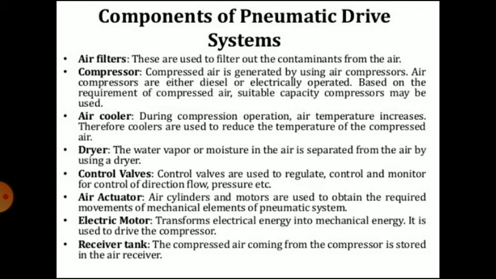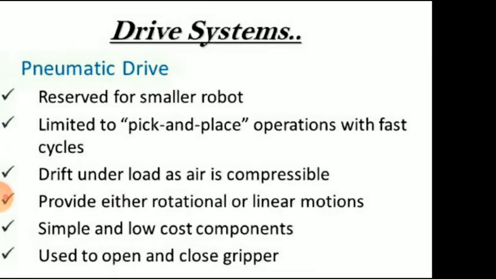Then the control valves, which are used to regulate, control and monitor direction, flow and pressure. Then the air actuator. Air cylinders and motors are used to obtain the required movements of mechanical elements of the pneumatic system. Electric motor transforms electrical energy into mechanical energy. It is used to drive the compressor. And the receiver tank, where the compressed air coming from the compressor is stored. So all these are the components of the pneumatic drive system and their functions are given in this slide.